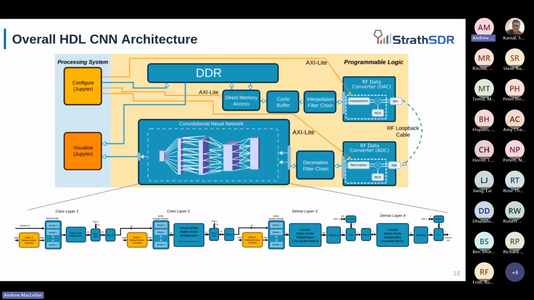So the overall architecture looks like this. We have our processing system on the left. We use Jupyter notebooks to load our 4,000 sample frame onto a DDR. Then that is read by DMA, past our cyclic buffer, and then constantly being sent to the DAC through an interpolation chain. Received over an RF loopback to the ADC, decimated, and then passed through the neural network, where the answer is sent back to the processing system in Jupyter.